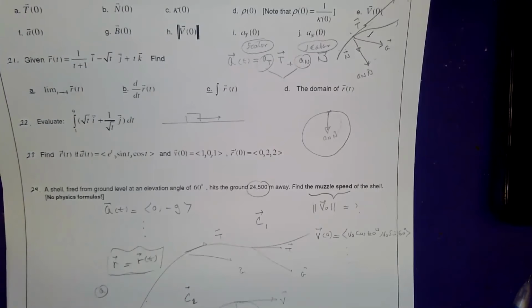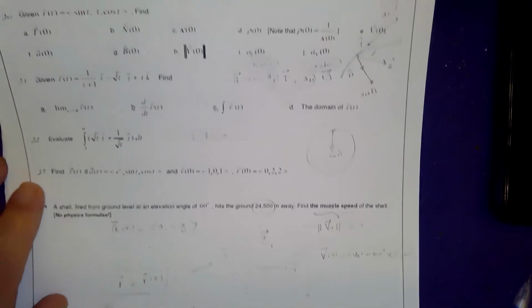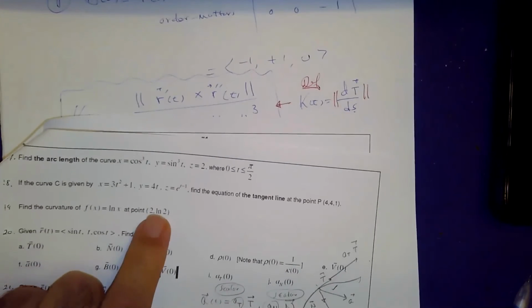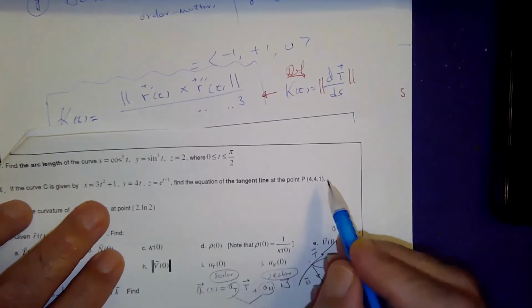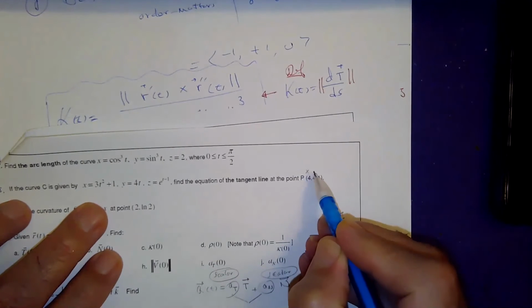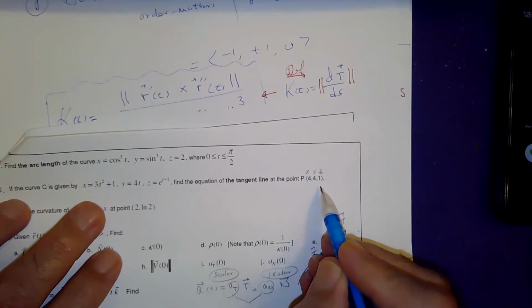Are we okay? Is there any other issue on chapter 12 or 13 you're still not clear? Yes? I'm just wondering why you plugged in 1 for T on number 18. 1 for T on what? Number 18. Oh. Notice the point is not in terms of T. This is what? X and Y and Z component, isn't it? Correct?